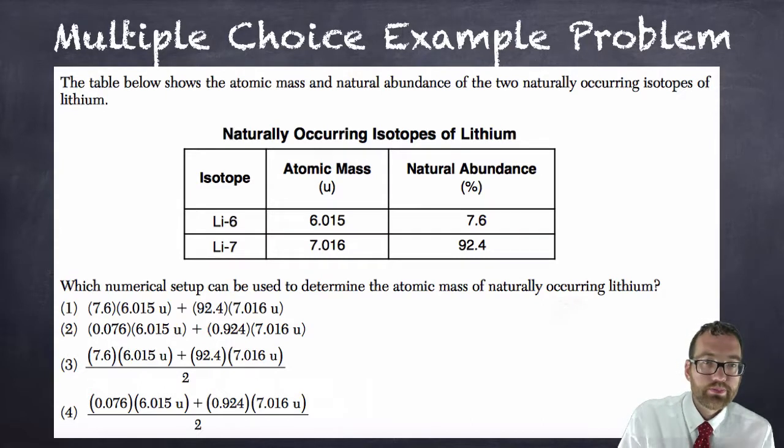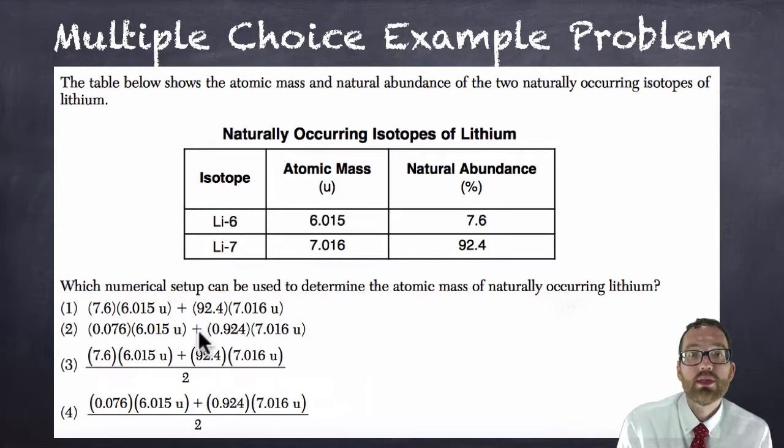Well, let's look at number 1. They took 7.6 and multiplied it by 6.05. Well, the percent abundance was 7.6, and that's a percent. They didn't change it to a decimal, so choice number 1 is no good. Choice number 2 looks like they did. They took 7.6 and turned it to 0.07. Did they move it 2 places to the left? Yes, they did. And they multiplied it by the mass. Let's see if they made a mistake on the second one. I doubt it. 92.4 was the percent abundance, and they changed it to 0.924. So it looks like they're doing step 1 correctly. The multiplication here is showing our step 2, and the addition sign is showing step 3. So choice 2 is our correct answer.